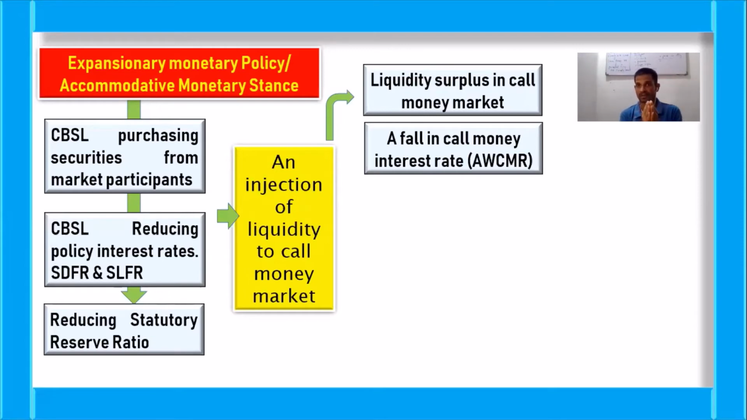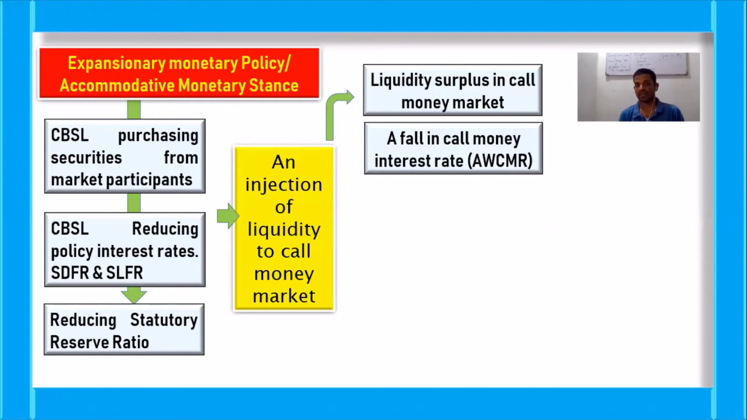So as a result, this average weighted call money rate will reach the lower bound of the interest rate corridor, or you can call it the standard rate corridor, which is formed by the standing lending facility rate and the standing deposit facility rate. The standing lending facility rate is the upper bound, and the standing deposit facility rate is the lower bound. So due to this reduction, the average weighted call money rate will reach the lower bound of the interest rate corridor, right?